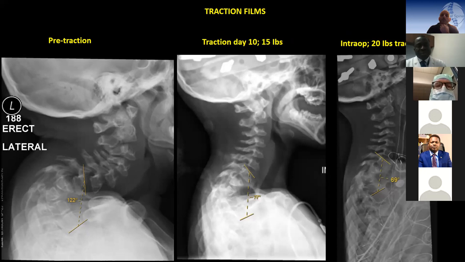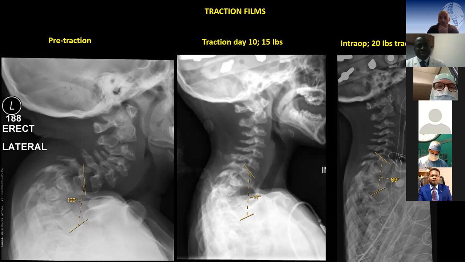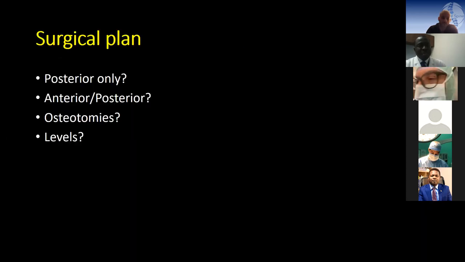This patient was treated for a total of 2 weeks of traction. She couldn't tolerate any more after 2 weeks, and so it was decided that she had maximized her traction capabilities and was then sent for definitive surgery. This is an intra-op image to the far right. If you compare her pre-traction and the intra-op traction x-rays with 20 pounds of traction, you can appreciate substantial improvement in her deformity, which then impacts your surgical approach, in my opinion.